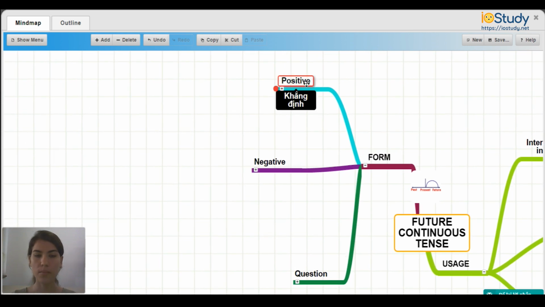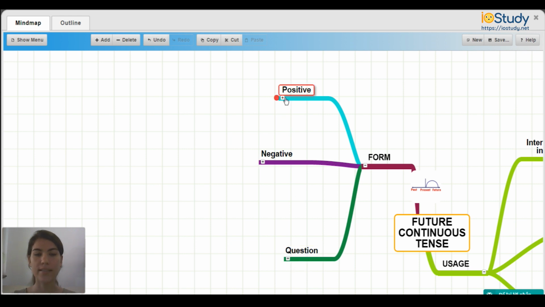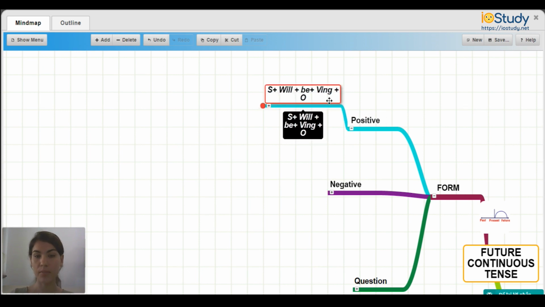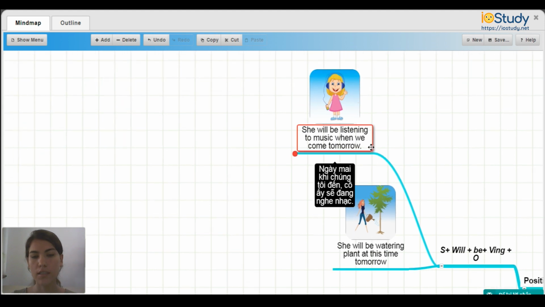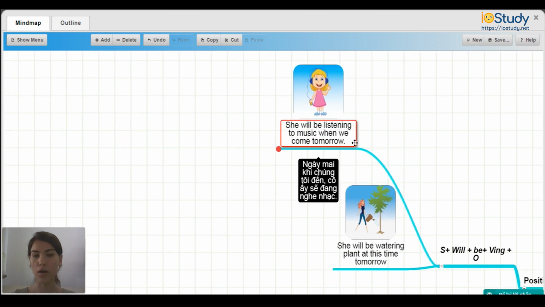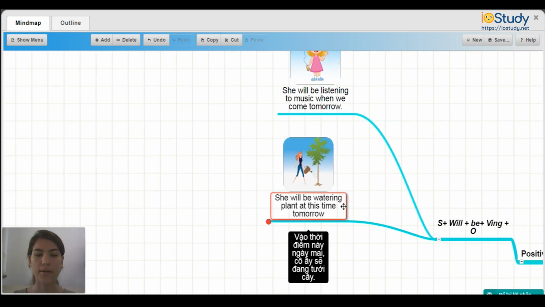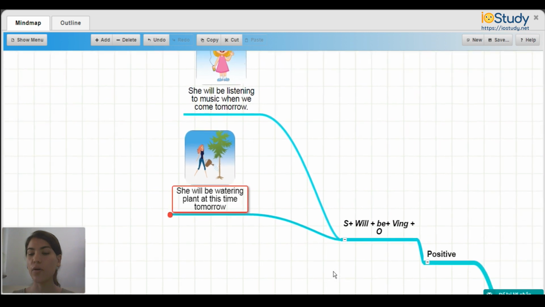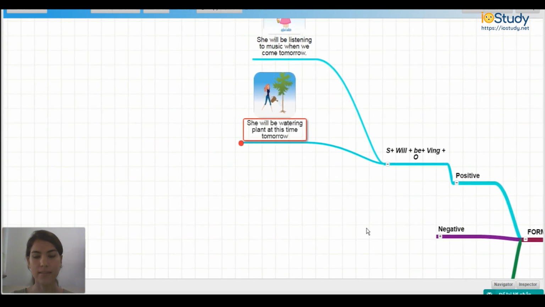Of course, we have three forms: positive, negative, and question form. So let's see the positive form. Subject plus will plus be plus verb ing plus object. For example, she will be listening to music when we come home tomorrow. And she will be watering the plants at this time tomorrow. So as you can see, both of these use the positive form of the future continuous tense.